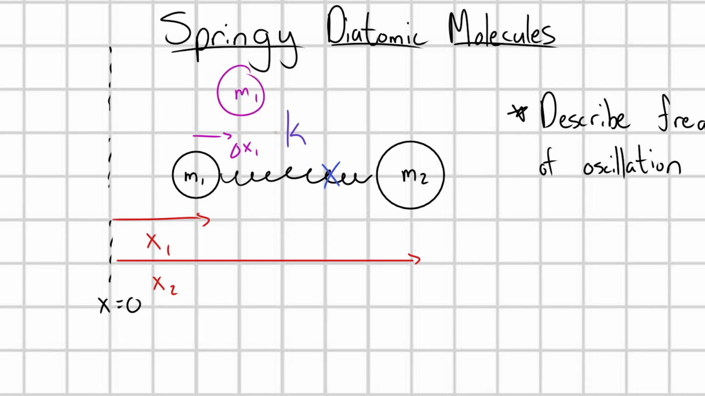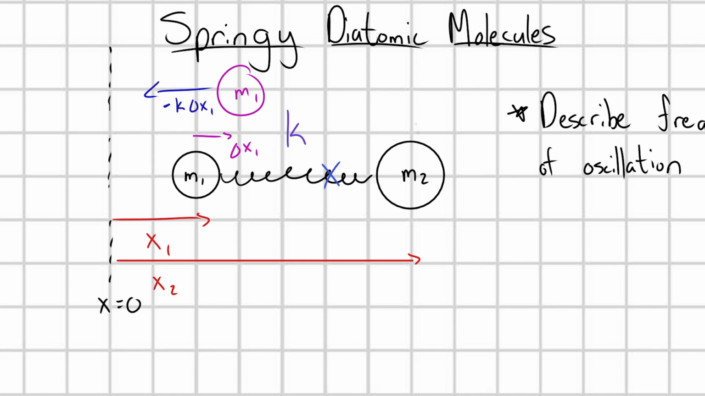If I do this, what's going to happen to m1? Well, look, you just compressed the spring. So I'm going to get a force pointing this way on m1, and so a positive displacement in m1 leads to a negative force. I'm going to keep track of the signs by putting a minus sign here. I have minus k delta x1.